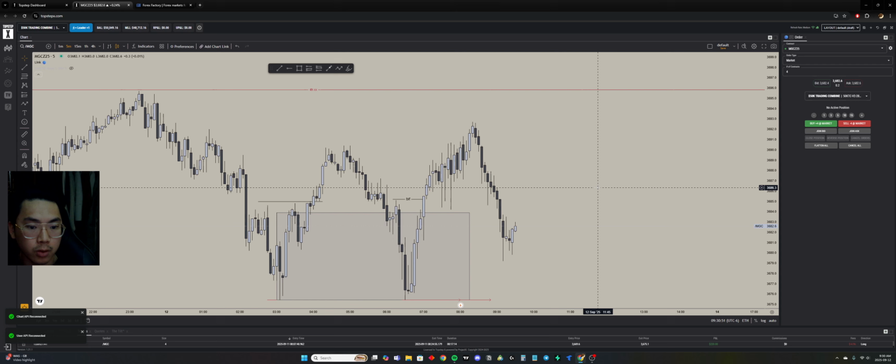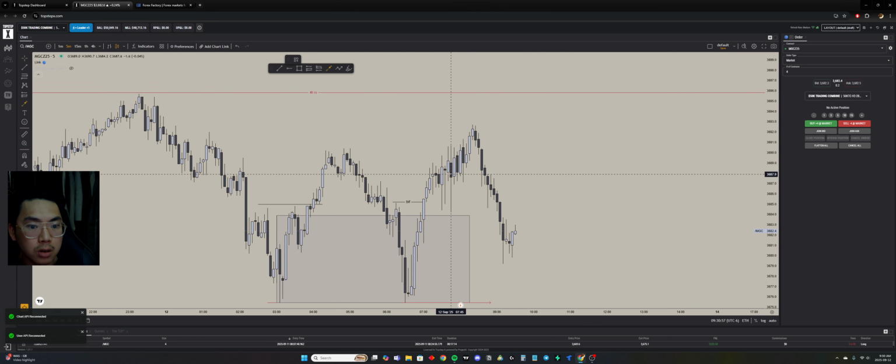What ended up happening was we had one break to the upside, and I think internal higher low liquidity was grabbed right here, and the PA level being right here. So you could have taken a trade like this. I didn't take this trade.